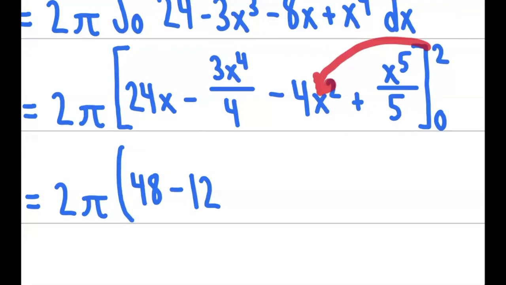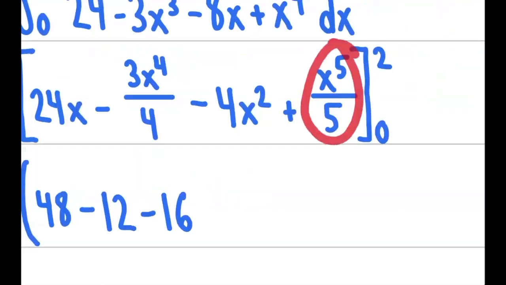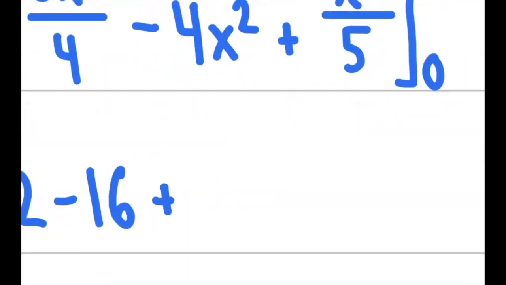If you plug into 4x, minus 6, yeah, minus 16, and then over here you have 2 to the power 5 is 32, so we have plus 32 fifths.